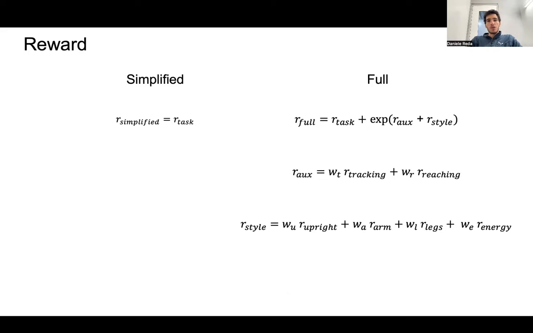The fact that the simplified model can be learned only with a simple reward is desirable, as this allows us to not force any prior in the system and allows for complete freedom in exploring the environment and discover emergent behaviors. The full model instead uses the same task reward as the simplified model, plus an auxiliary reward and a style reward. The auxiliary reward incentivizes the full model to track the motions of the simplified model, while the style reward is just used for making the motion look nicer.